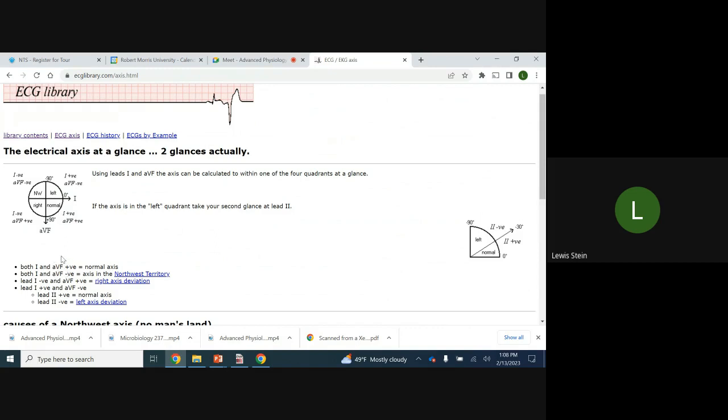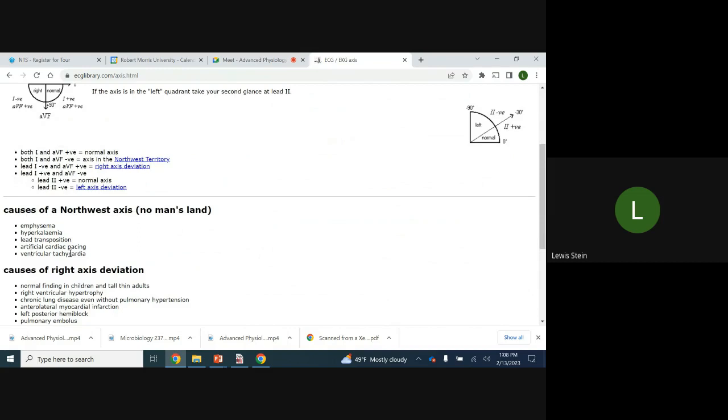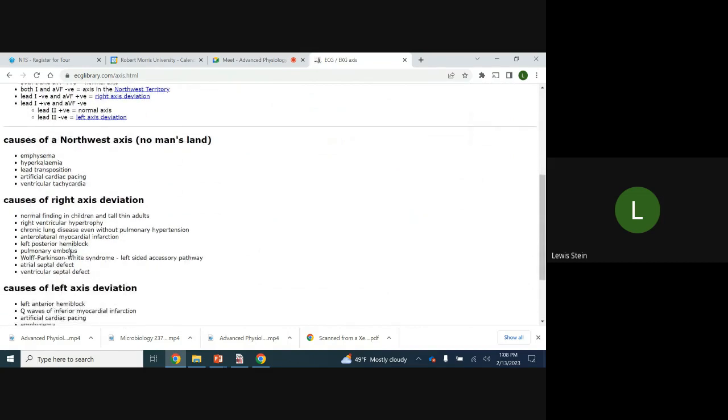So there are certain diagnoses that are associated with normal, and some that are normal with left, which means left and up, or right-sided, or completely opposite, what they call northwest territory. Okay, and you can see some of the diagnoses. So maybe this person has emphysema. Maybe you just made a mistake and put the leads in the wrong place, which can happen, which is why you always double-check things like that.